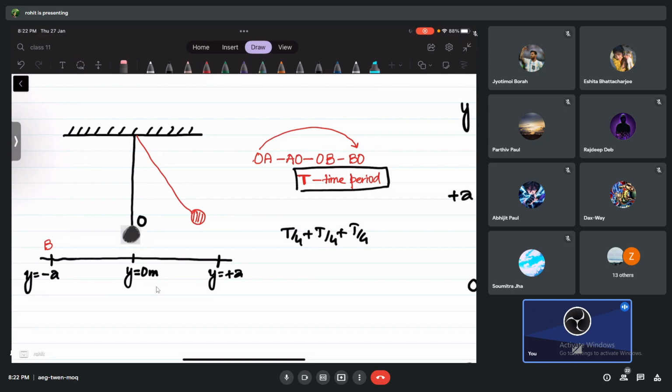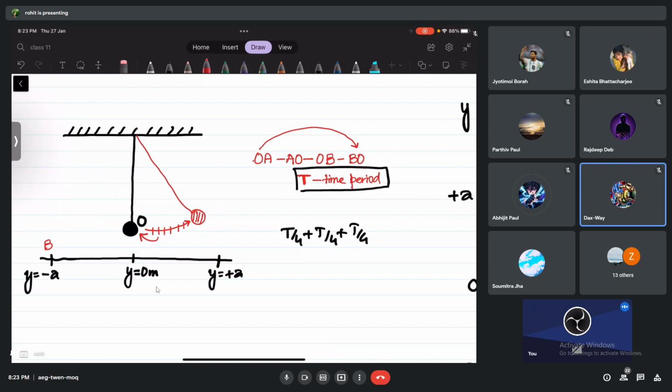Tell me, in this position, at this time, right? 0 is the time, position is 0. When it reaches here, we know the time is T by 4, and the position is how much? Plus a. When it goes back here, we know the position and the time also. When it reaches here, a different position, a different time. My question to you is: while this object goes from here to here, in all these positions, does it have the same velocity or different velocities?